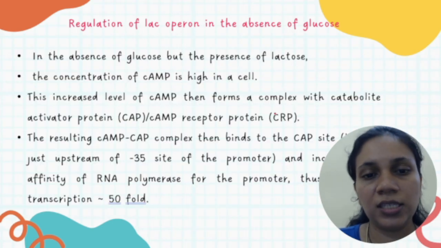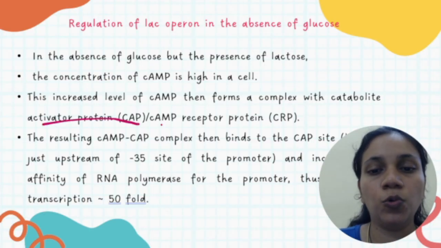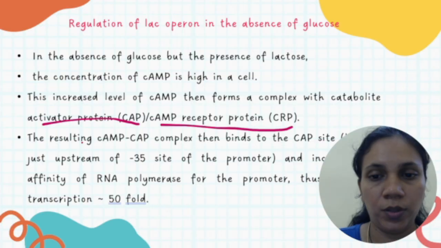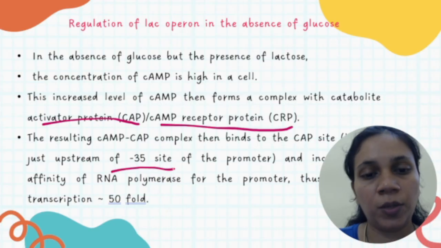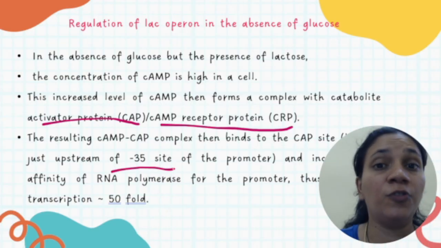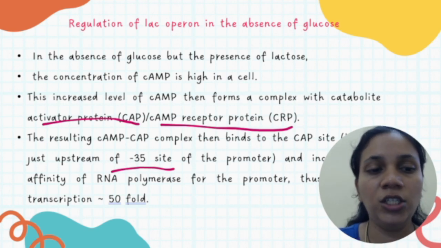So this slide is telling you the same story that I told you just now. Now, the catabolite activator protein CAP is also known as CRP, that is the cyclic AMP receptor protein. This CAP site is located 35 base pairs upstream of the promoter. Because of this, there is almost a 50-fold increase in the transcription of the structural genes.